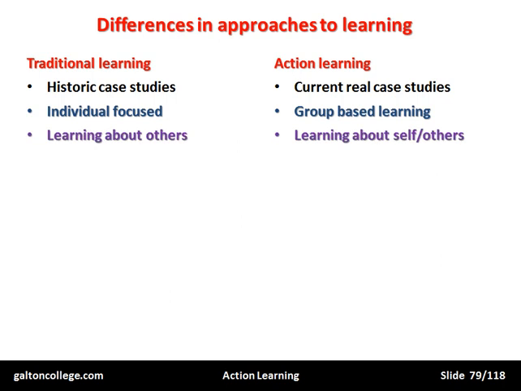Traditional learning is learning about others. Generally speaking, it's looking at other situations. It's looking at processes in marketing. So it's looking at a marketing department, what happens within the marketing department. Whereas action learning is learning about the self or others, learning about what's going on in the business right now, looking at your own role in the business and looking at the role of your colleagues in the business right now. So it's much more self-centered.